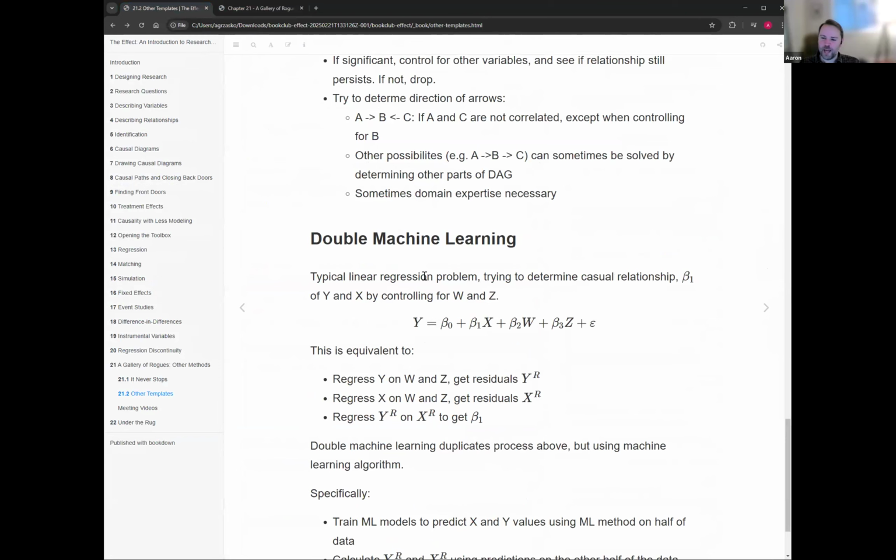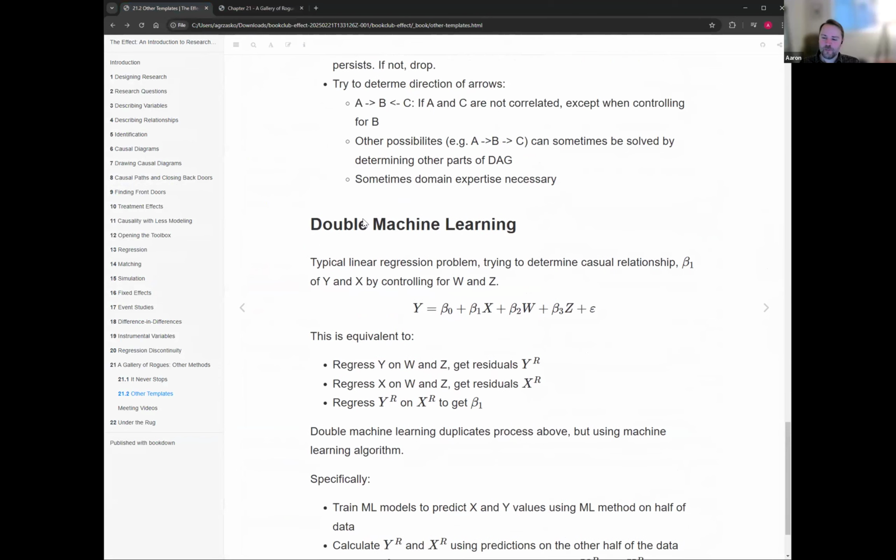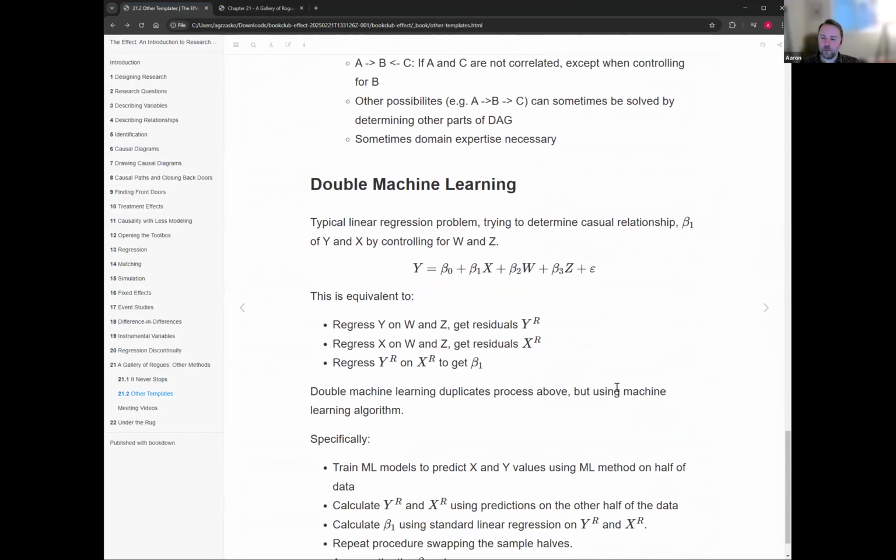Okay, and so the last method we'll talk about here is double machine learning. This one's really cool. And he starts off by describing how a linear regression works, right? Assume the variable of interest is really X, or the relationship between X and Y. And so the beta 1 coefficient is really what we're most interested in capturing.